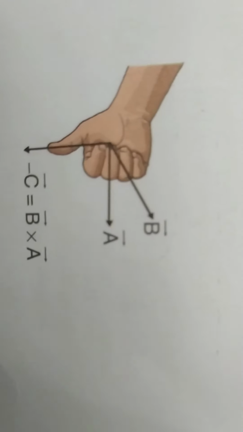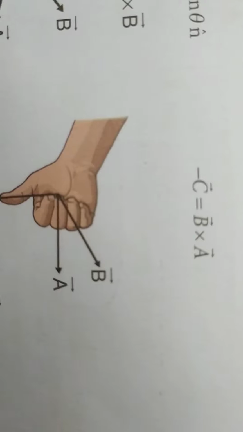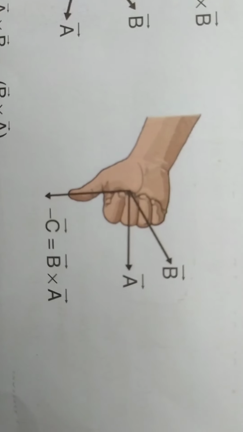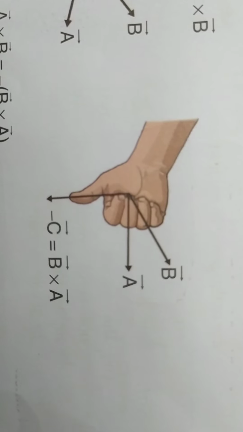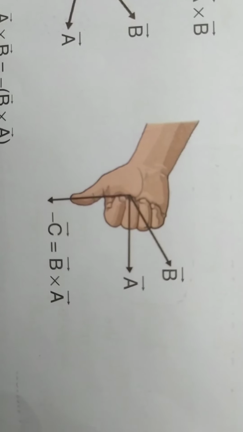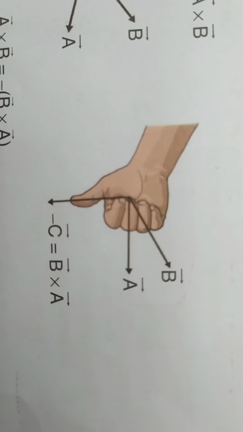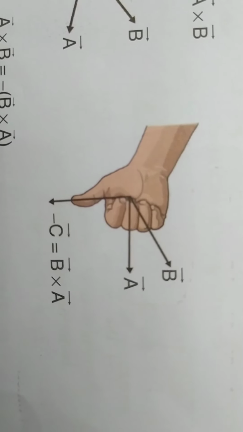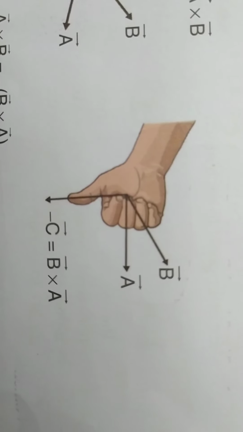And suppose in this diagram we take minus C vector is equal to b vector cross a vector, because here the screw is advanced from b vector to a vector, then the advancement of the screw is in the downward direction, so that will become minus C vector, because in the upward direction you have C vector, whereas in the downward direction you have minus C vector. So minus C vector is equal to b vector cross a vector.